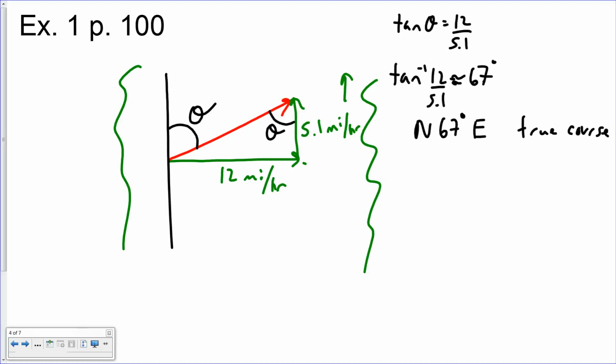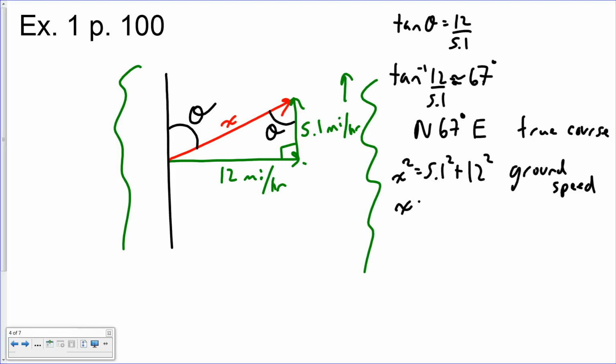The ground speed, or the actual speed, is going to be what your x is. On this problem, it's just Pythagorean theorem. You know it's a right angle because it's north and east. Those are going to hit at 90 degrees. And so it's just going to be x squared equals 5.1 squared plus 12 squared.